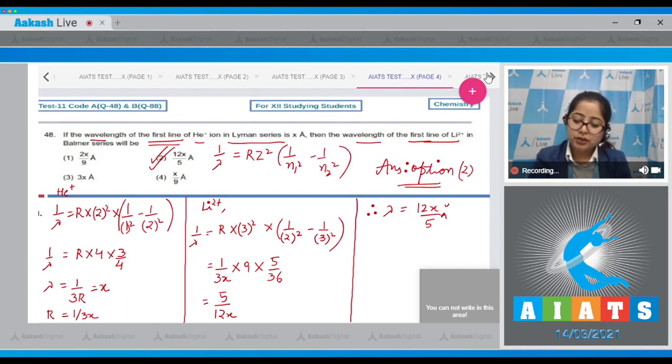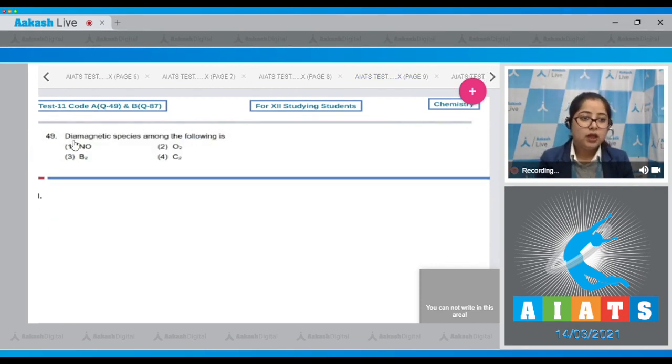Moving to the next question, which is question number 49. Let's read it. Diamagnetic species among the following is. Students, for this question we need to know that the species in which unpaired electrons are present are paramagnetic in nature. On the other hand, the species in which all the electrons are paired are diamagnetic in nature. So for this question, first of all, we'll be writing the molecular orbital configuration, and then we'll be able to analyze whether unpaired electrons are present or not.